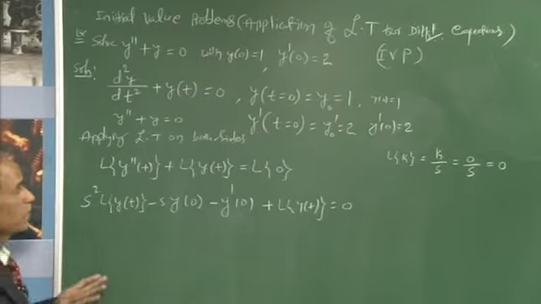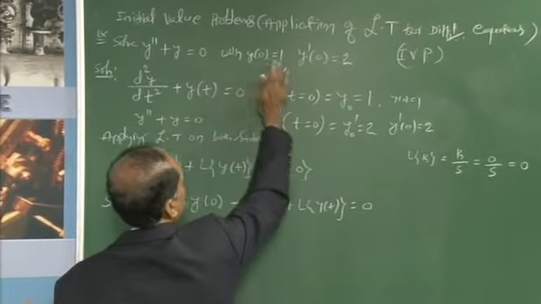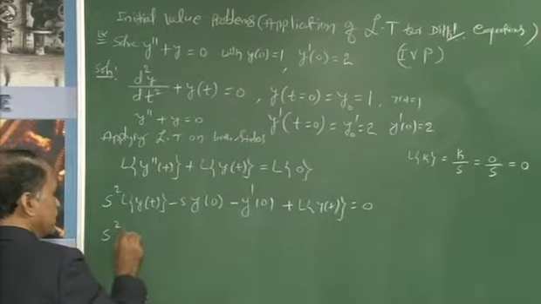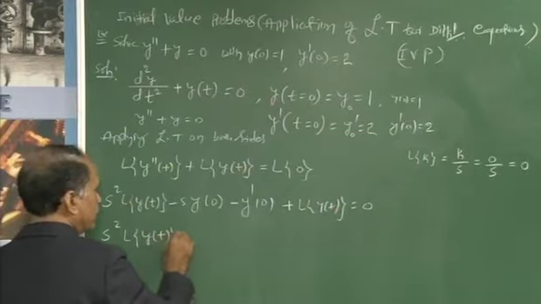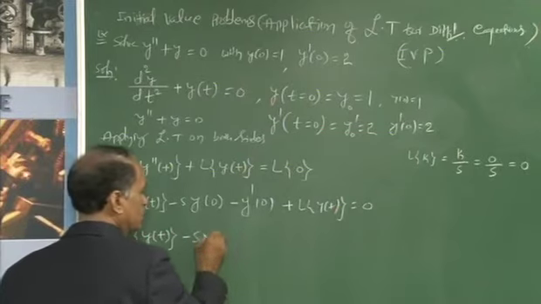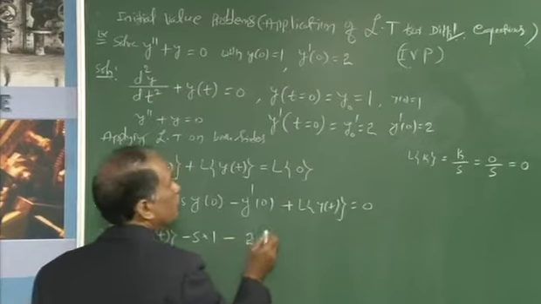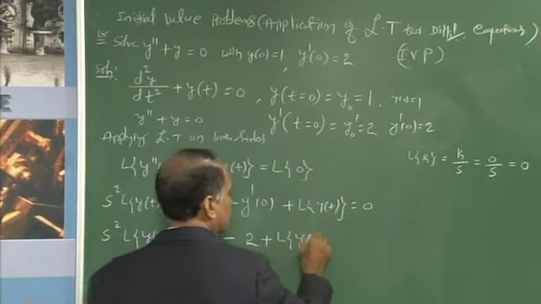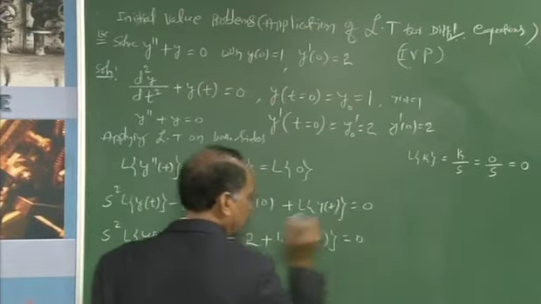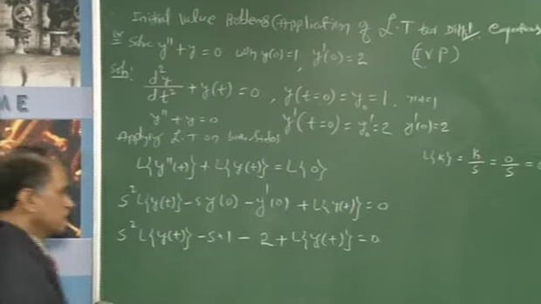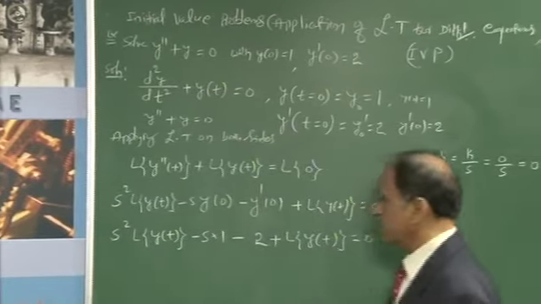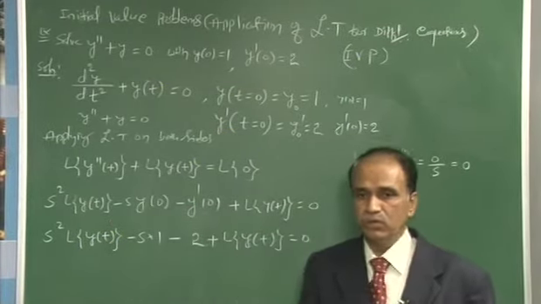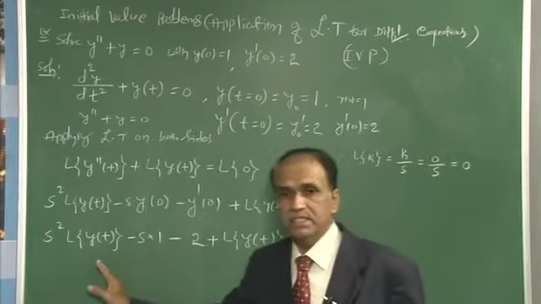Now, given the initial conditions y of 0 equal to 1 and y dash of 0 equal to 2, we substitute: s square L of y of t minus s into 1, minus 2, plus L of y of t equal to 0. In every problem, these are the compulsory steps which you have to follow.